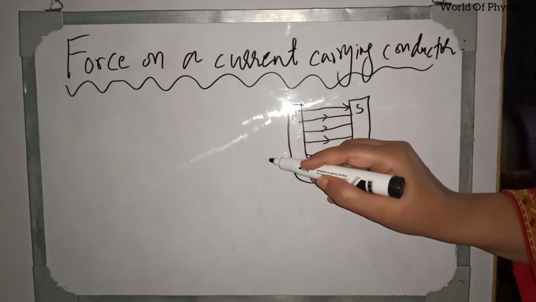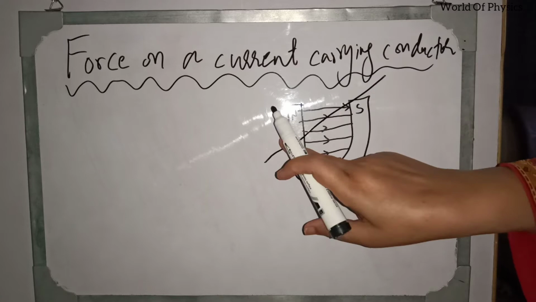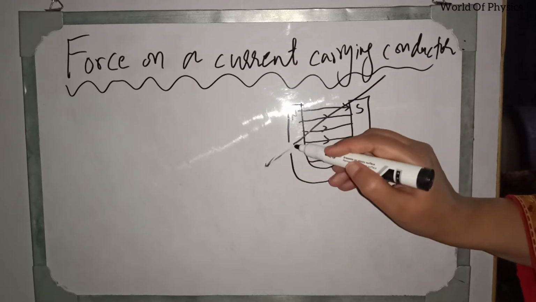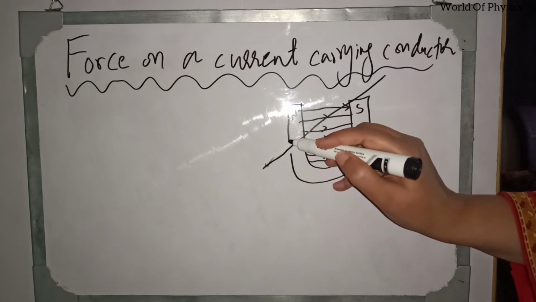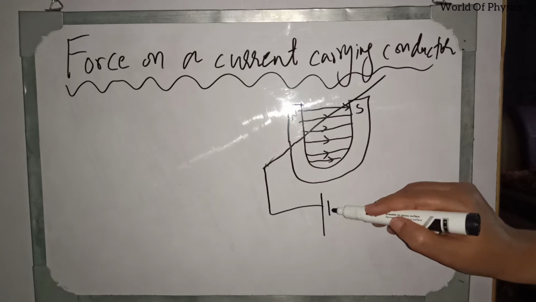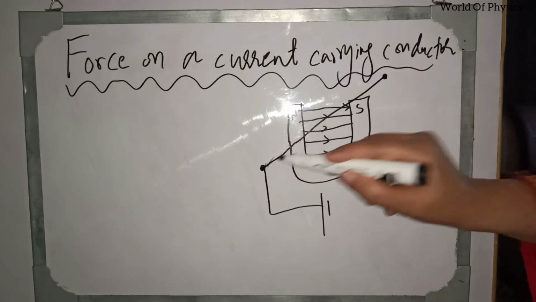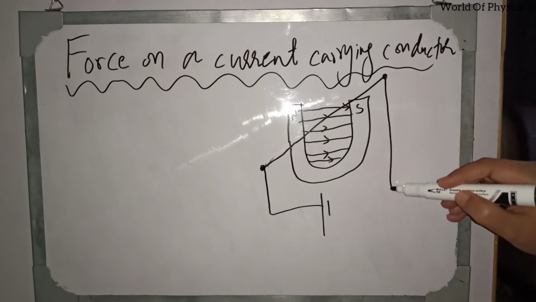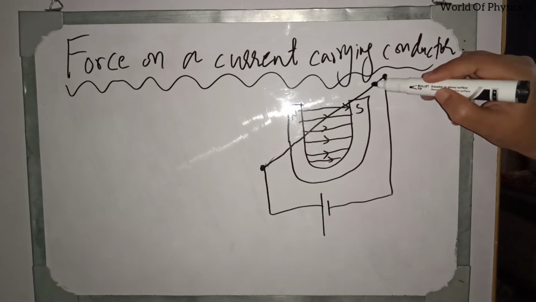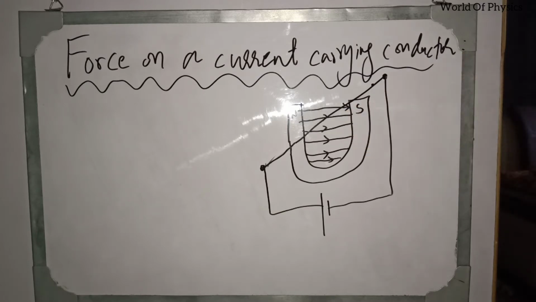And the second thing which we need over here is a wire. Suppose this is the wire, and this wire is carrying current. This wire is connected to the two terminals of a battery so that current can pass through it. So this is the wire and this is the permanent magnet.